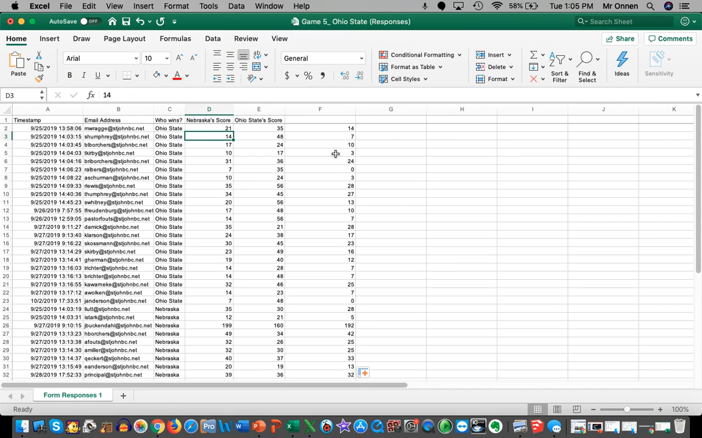So Sophie was only 7 points off. Oh, Tucker was only 3 points off. Righteous was right on, which is sad. He predicted we would have 7 points.